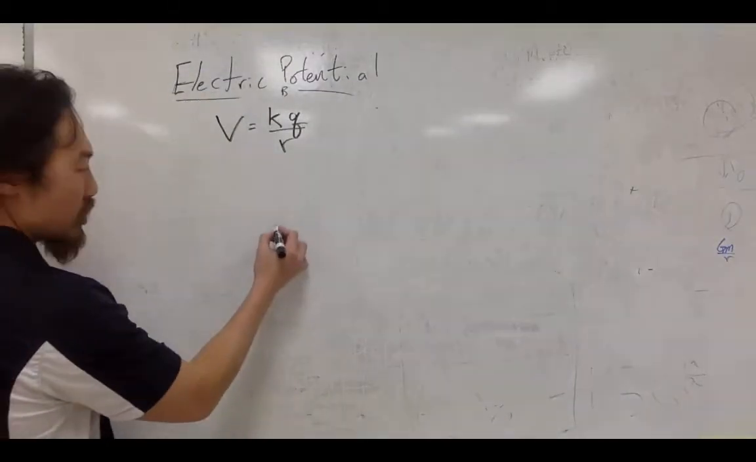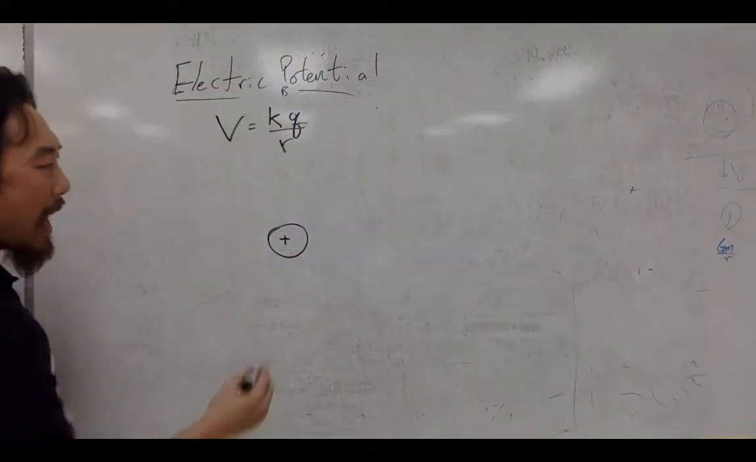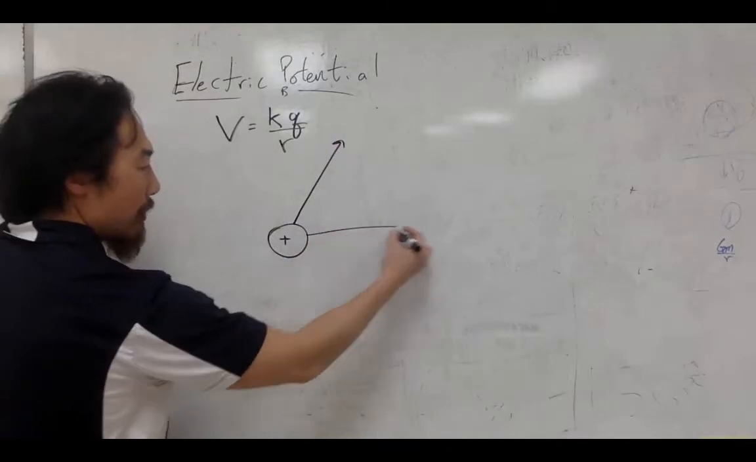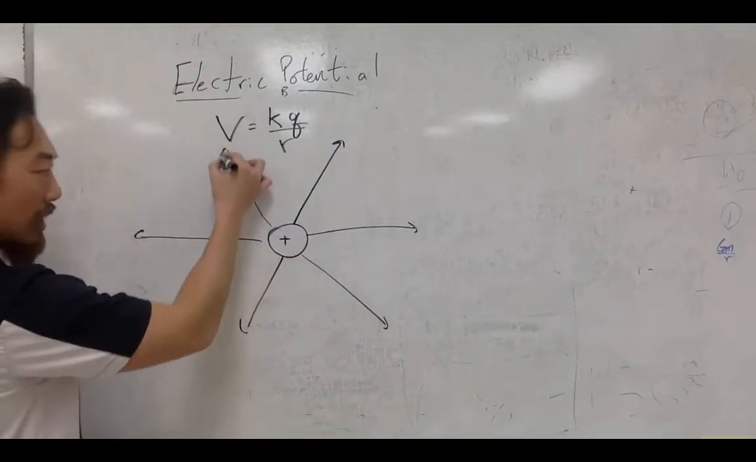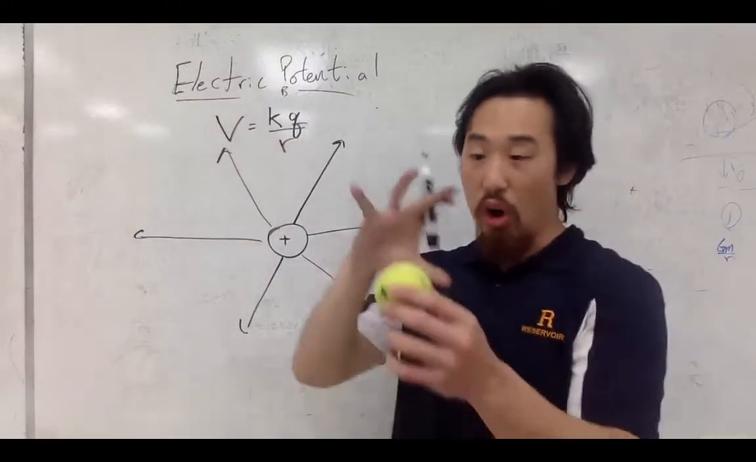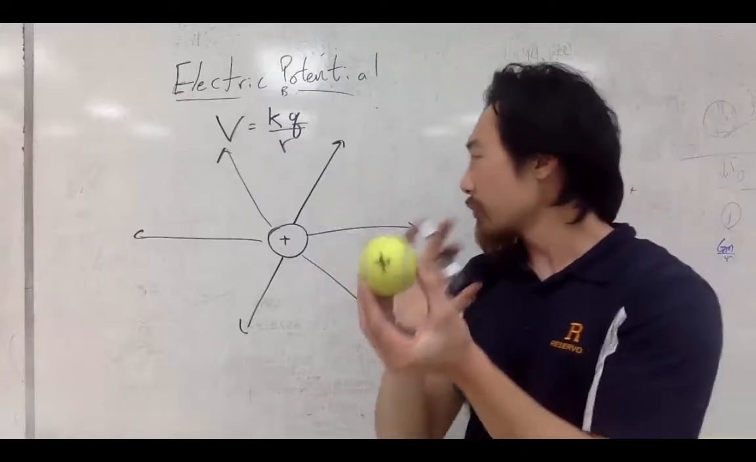Now, I'm going to draw an electric charge here. I'm going to call this a positive charge. This positive charge has an electric field. Now, mind you, this is 3D. Okay? This is a 3D field. It's all around this positive charge. The field goes everywhere. Okay?